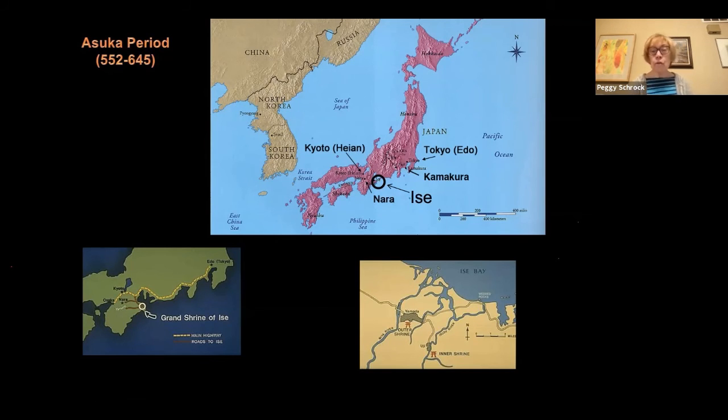It's known as the Jingu Shrine. The whole complex is called the Jingu Shrine, and you've got the inner shrine and the outer shrine, the Geku and the Naiku. We're going to look at the Naiku, the inner shrine, and some of the pathway that gets you up to that location. So together, it's the grand shrine.